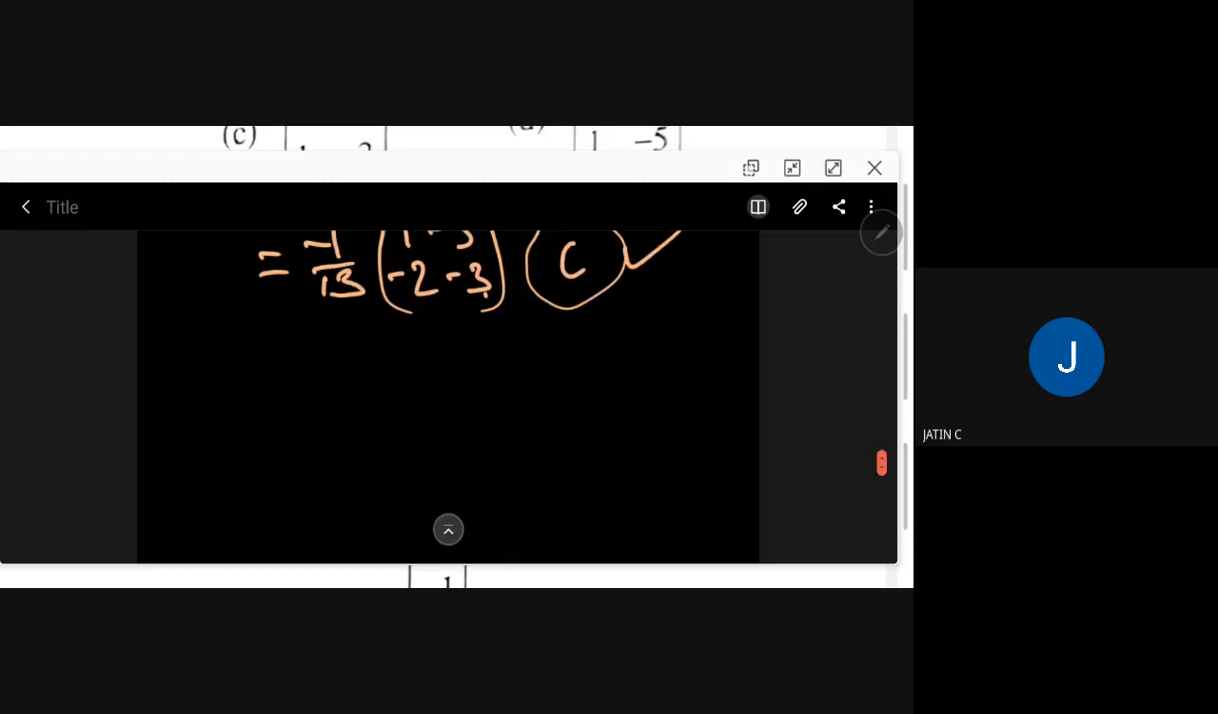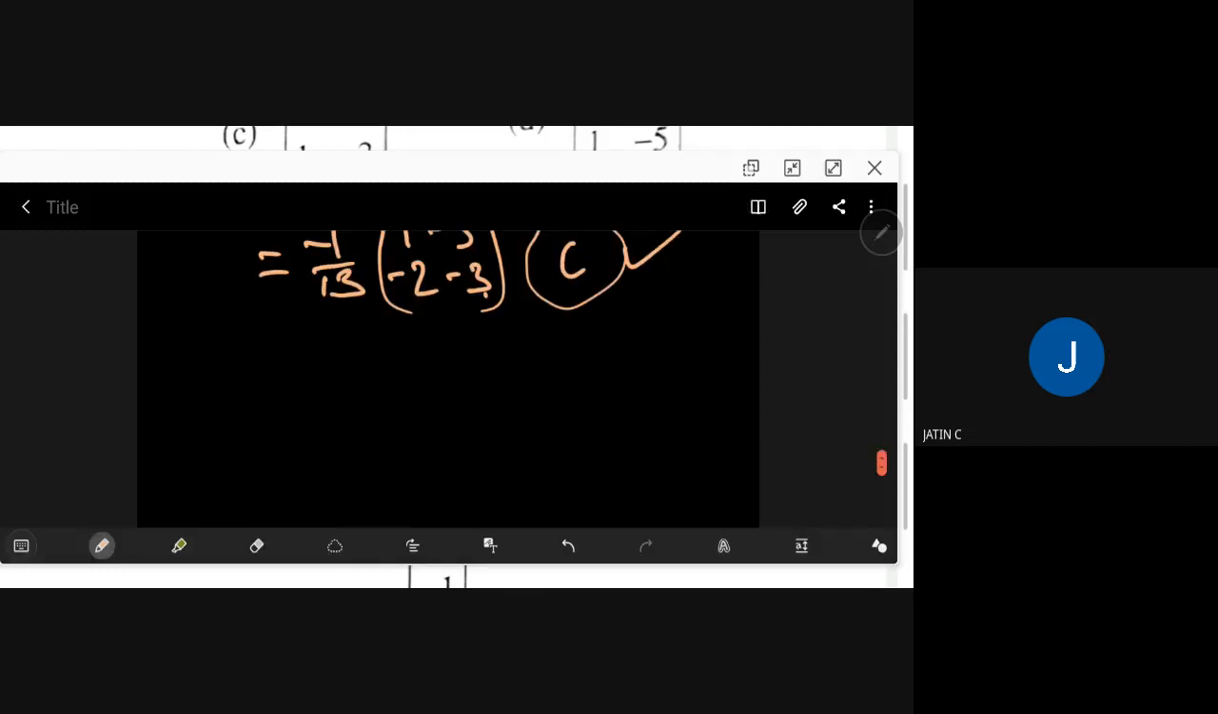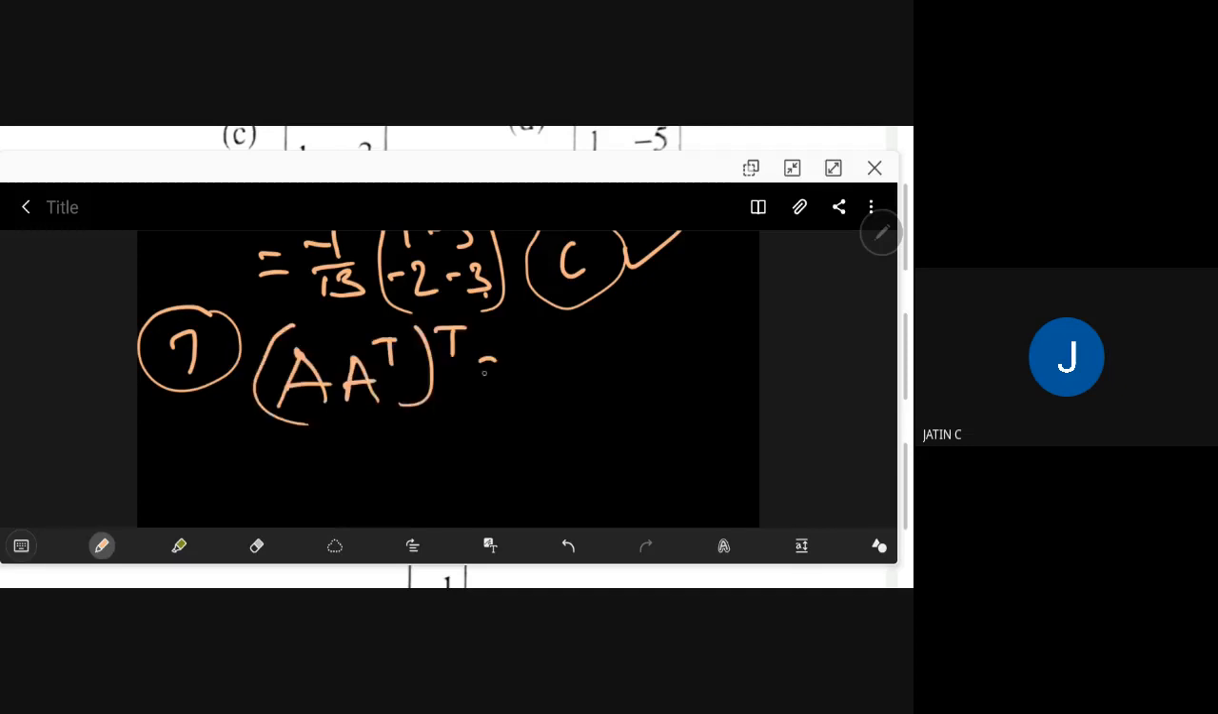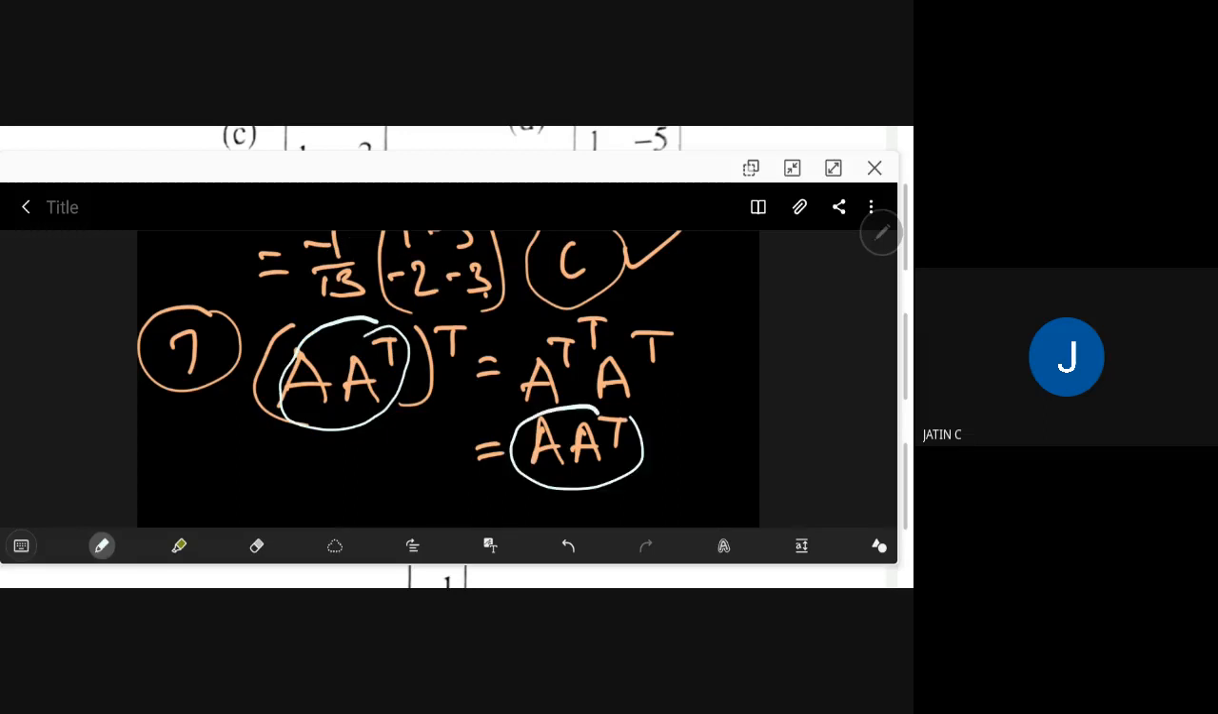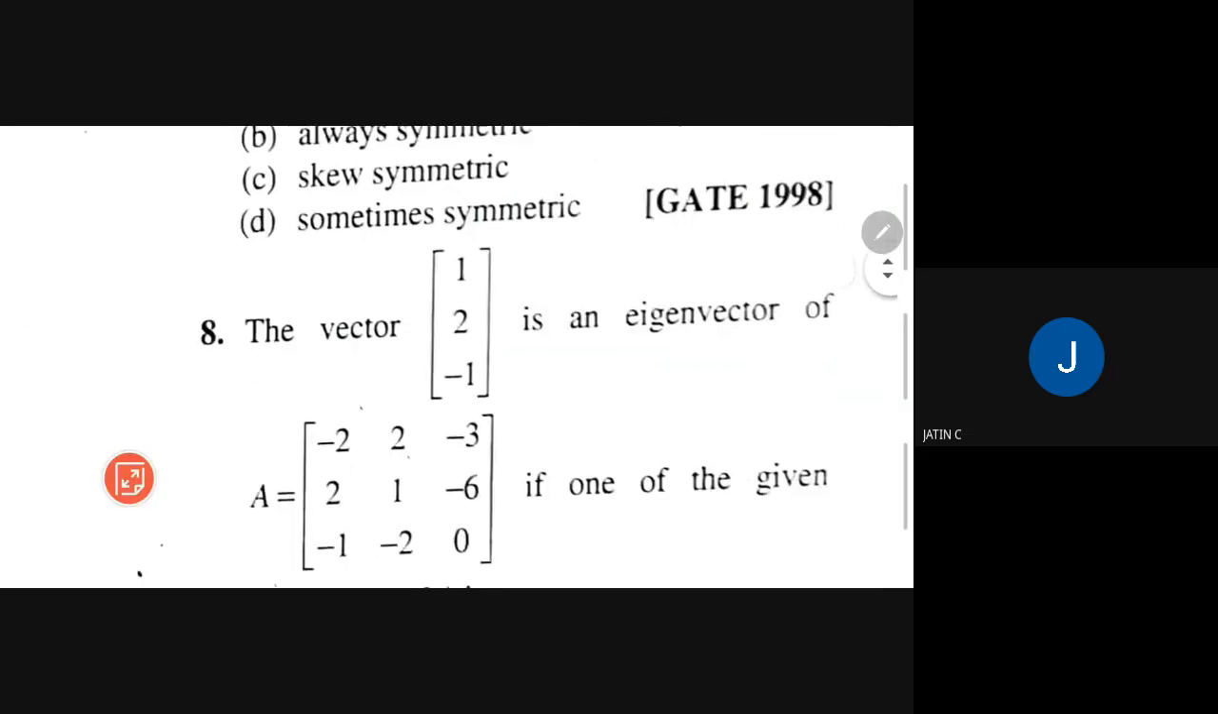So seventh problem, you simply need to calculate AAT whole transpose. So you have A transpose into A transpose. So A transpose transpose is A, and we are getting the same object here. The object transpose is the same object. Therefore, AAT is symmetric. Symmetric matrix, that we have seen yesterday. Then it comes to the eighth problem.